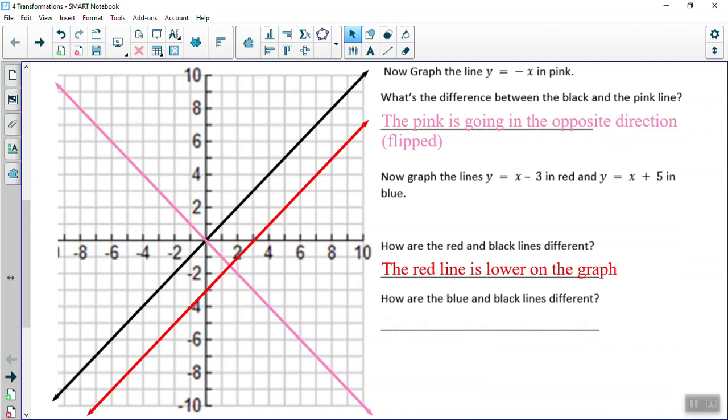Alright, now let's see what happens when we graph this one. Again, I have a slope of 1. This time my y-intercept is a positive 5. So I'm going to go up to 5, and then I'm going to go up 1 over 1. Up 1 over 1. And put enough points on there so that I can get that line graphed. Okay, so how are the blue and black lines different? Well, this time, it kind of looks like we just took that black line and moved it up. The blue line sits higher on the graph.